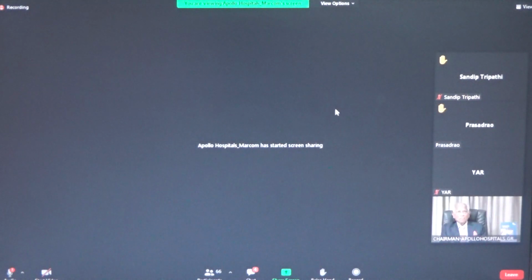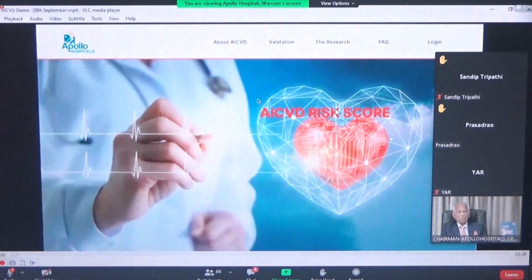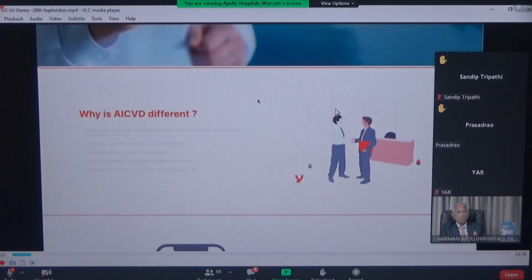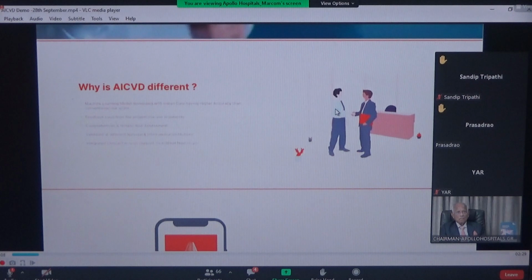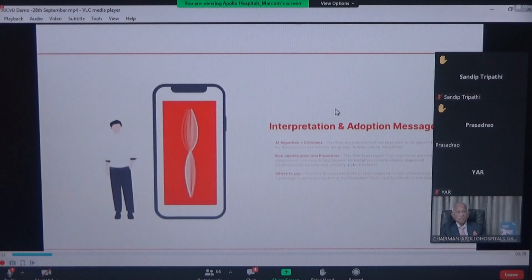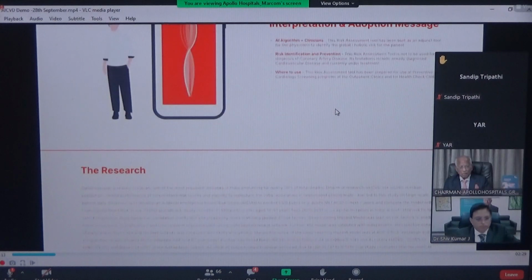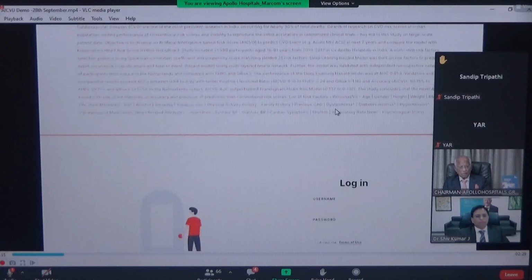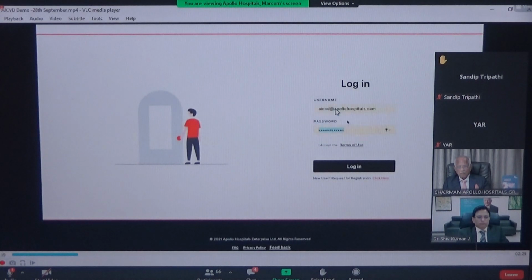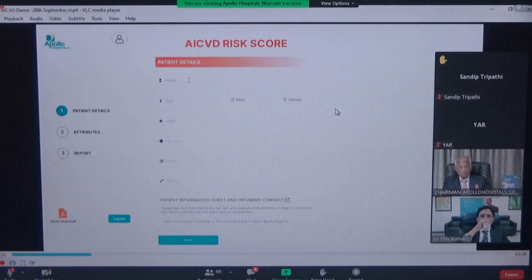So we have this web app at the moment where you can go in and log in. It talks about why the AICDP is different. This is something which the clinicians are going to use. We are also talking here about the interpretation and the adoption message. We talk about the research that we have done, and then we provide the login and password for the doctors to go in and then enter the patient's name.